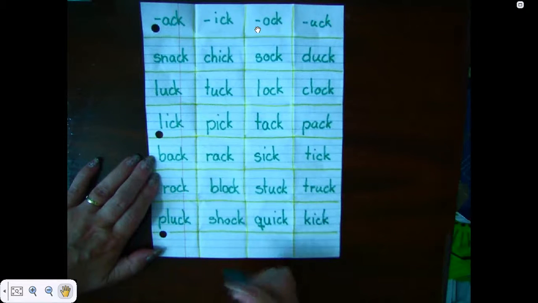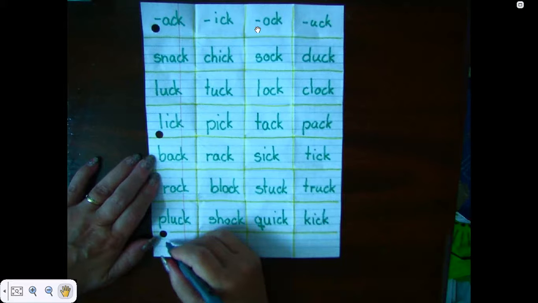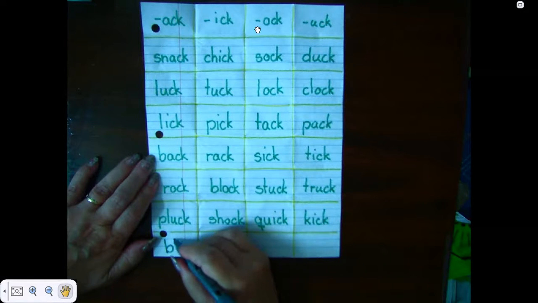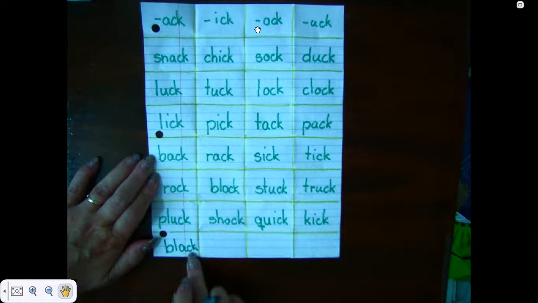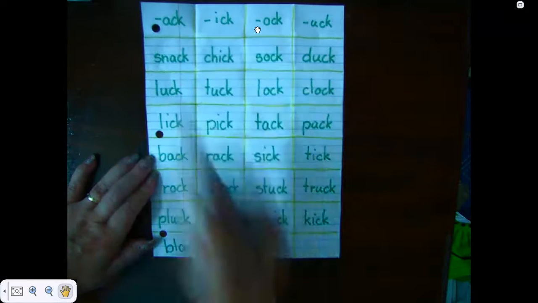Snack. We already had snack. That's twice on my list. Rack. We already did. So we are on black. And it has the ack ending, so it goes right here.